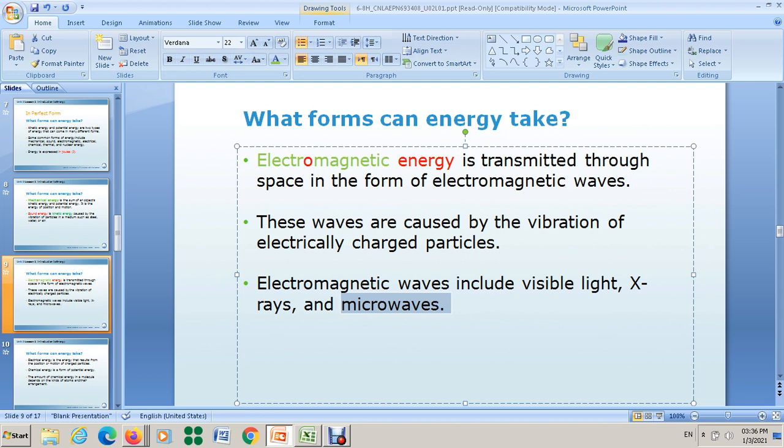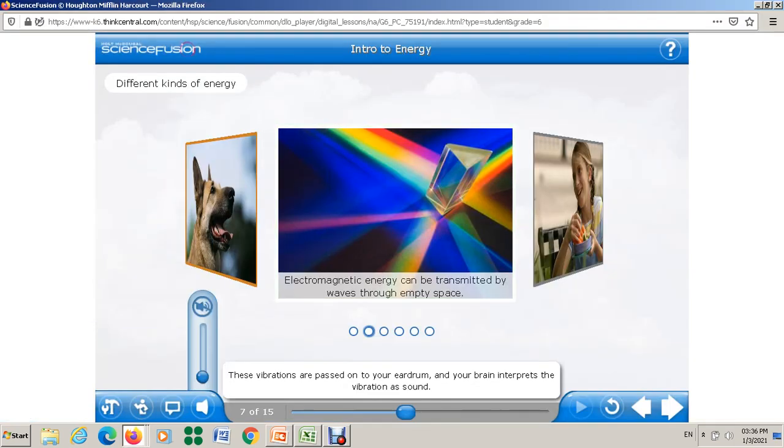It's not like the sound energy. For the sound energy, we have mentioned they need what? A medium to travel through. They need air, for example gas, solid, or liquid. But for electromagnetic energy, they can travel in space, because in space you can find electric and magnetic fields. Okay, listen carefully to this video to understand more about the electromagnetic energy.